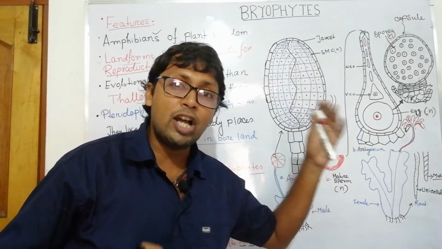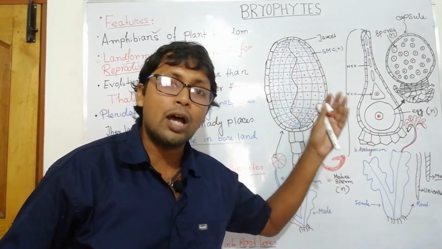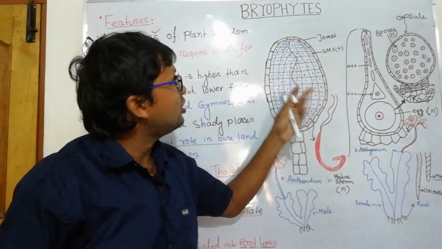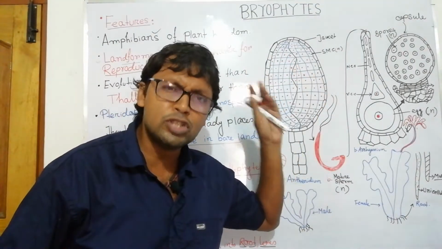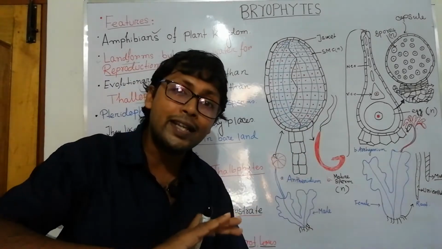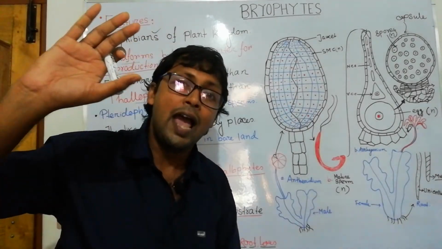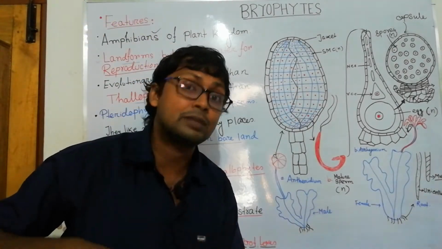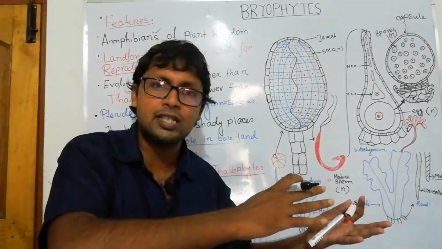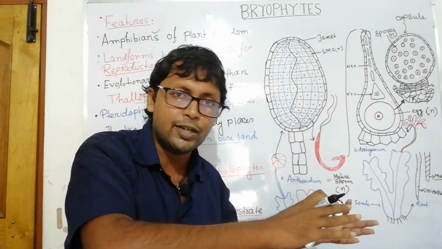So from an ecological point of view, mosses are most important. Not only mosses, all the bryophytic members are important because they can grow easily on the surface of rocks and they can solubilize the minerals present in the rocks. They have a special capacity, so this is an important trait.